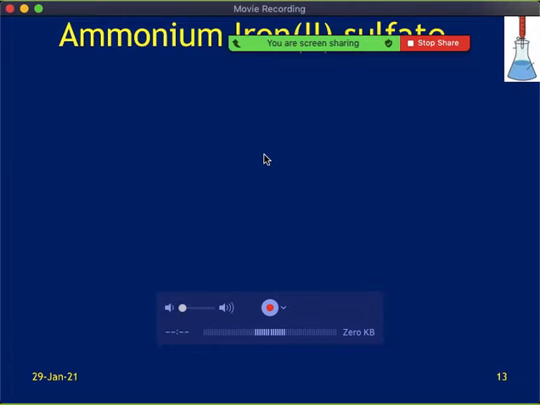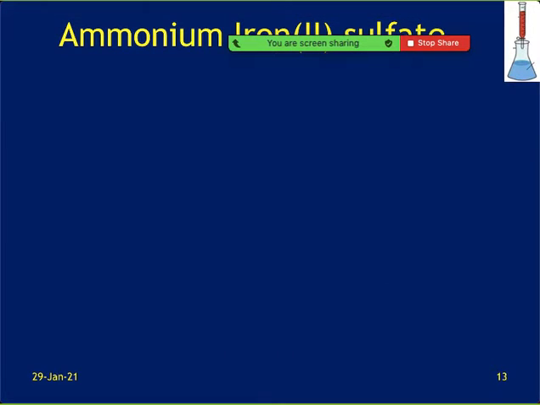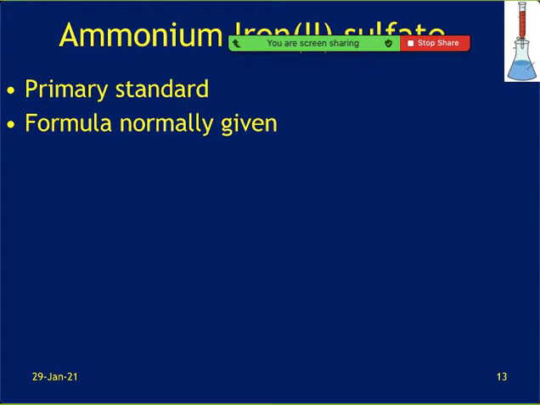Looking at the ammonium iron sulfate, this is where the definition for primary standard goes in, so you get to write it again. So it is a primary standard. The formula is normally given, and it's a doozy. It is huge.